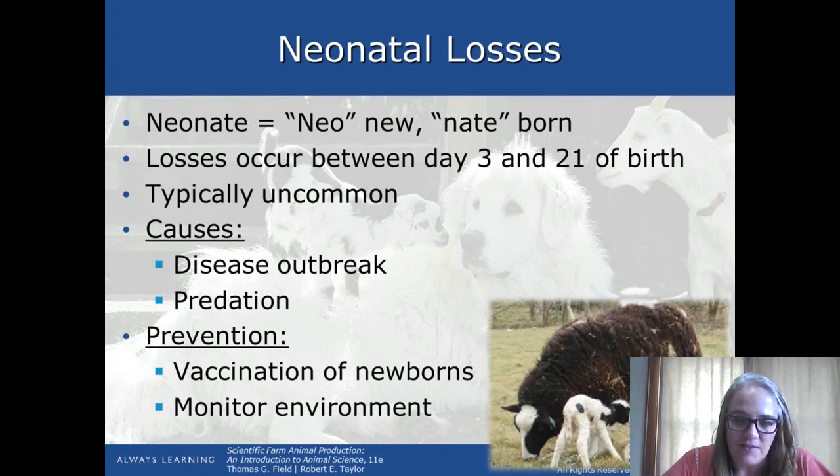Occasionally we see loss due to scours. Sometimes it has to do with the weather and interactions that way. But usually with enough monitoring of the environment, we can keep those animals protected from predators and also from the diseases that might harm them.